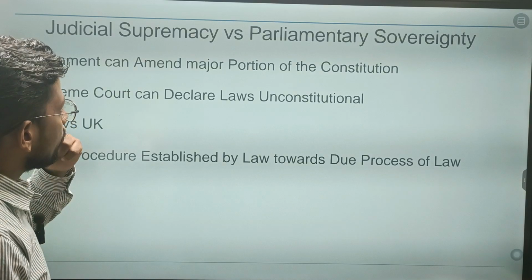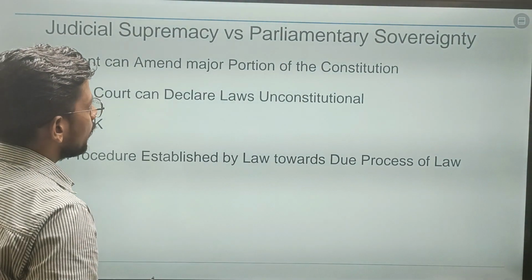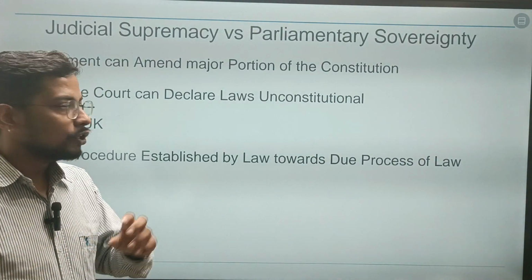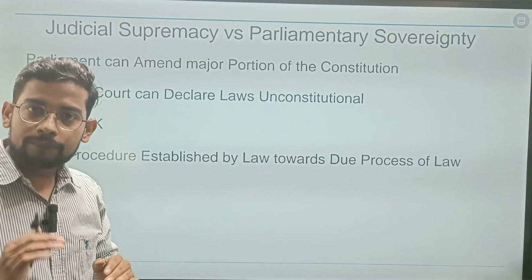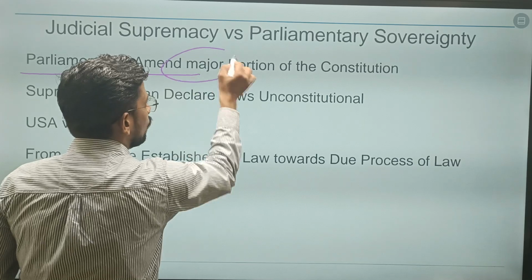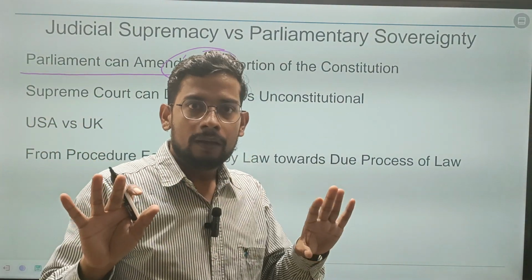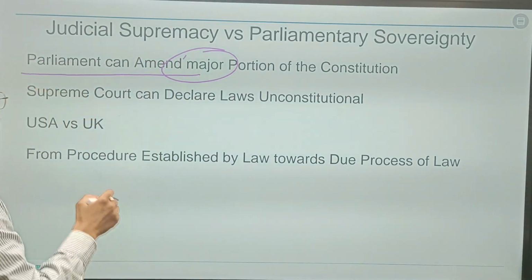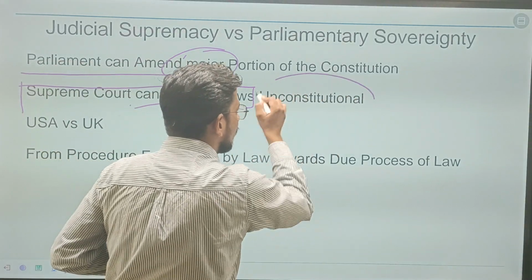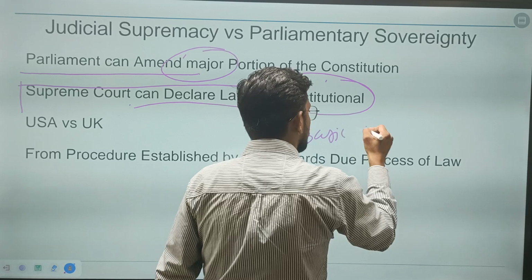Then judicial supremacy versus parliamentary sovereignty. India has both. India has parliamentary sovereignty in a few matters, but in a few matters, the judiciary can override the powers of parliament. For example, parliament has the power to amend the constitution. Parliament can amend any portion of the constitution. There is no ban on parliament. Second thing, the Supreme Court also has the power to declare any law unconstitutional if it violates the basic structure doctrine.